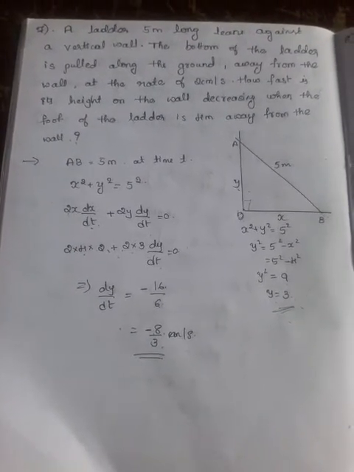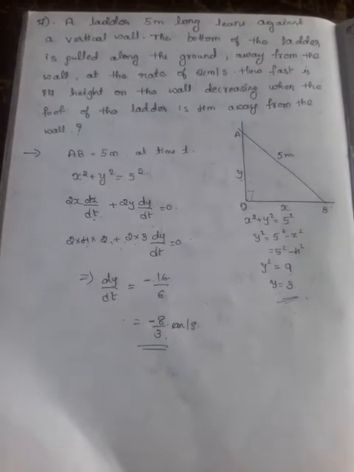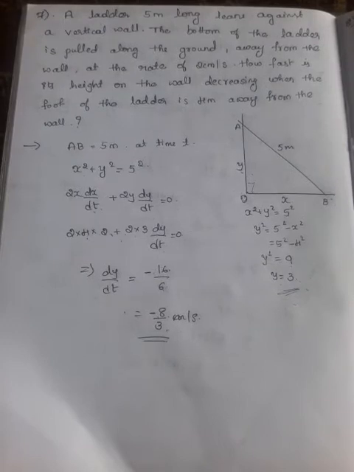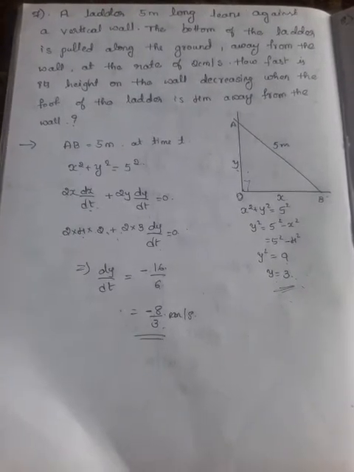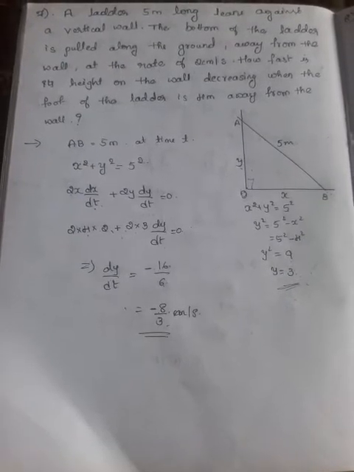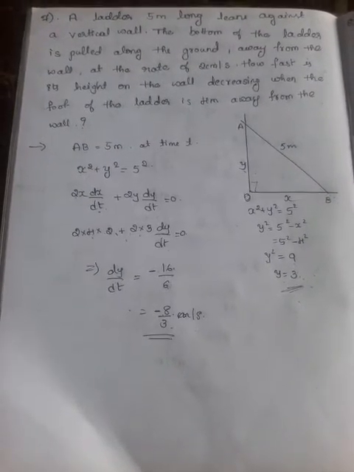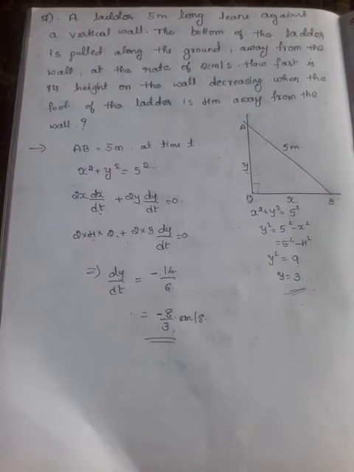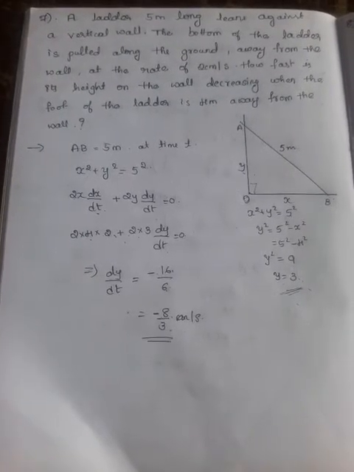First one: a ladder 5 meter long leans against a vertical wall. The bottom of the ladder is pulled along the ground away from the wall at the rate of 2 centimeter per second. How fast is its height on the wall decreasing when the foot of the ladder is 4 meter away from the wall?